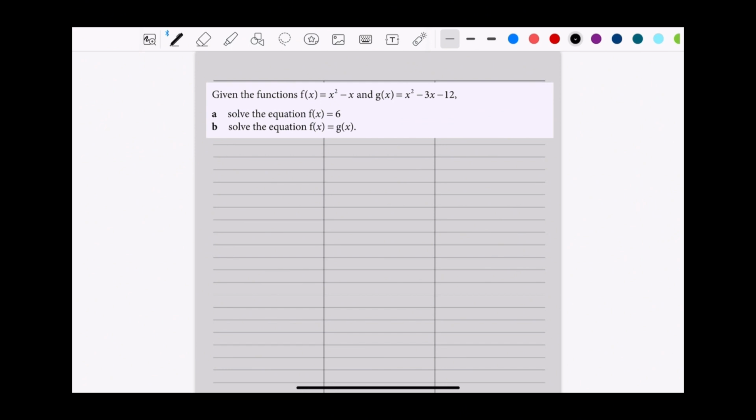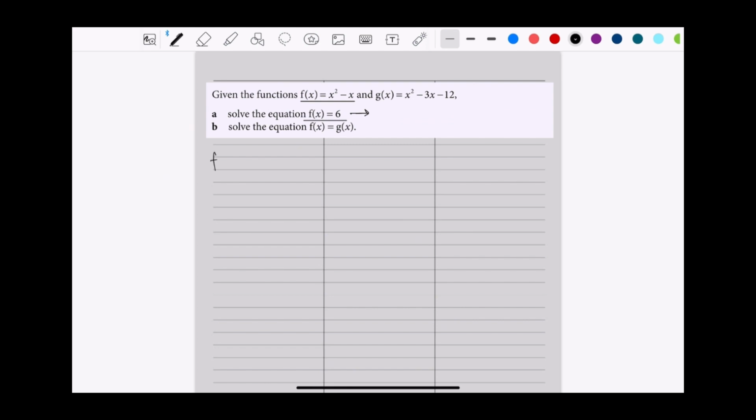Now, it says solve f of x is equal to 6. As you can see, there are two different ways of writing it down. If I had asked you f of 6, this means: what is the value of f of x when you plug in x as 6? But solve means find the value of x when f of x, meaning y, is equal to 6.